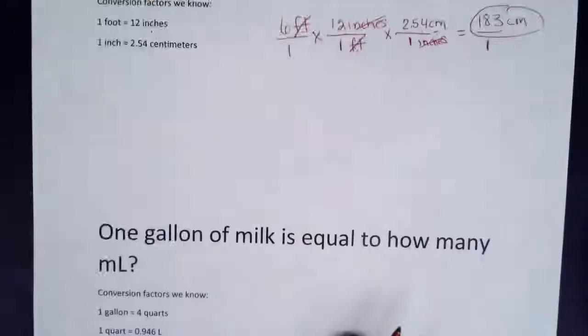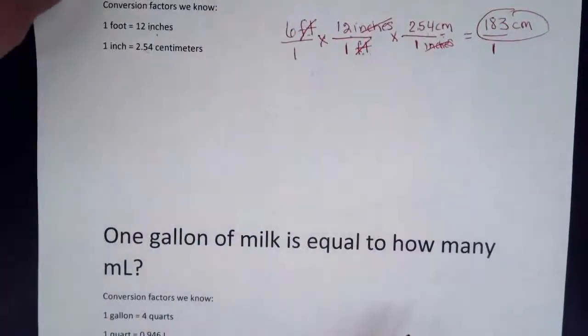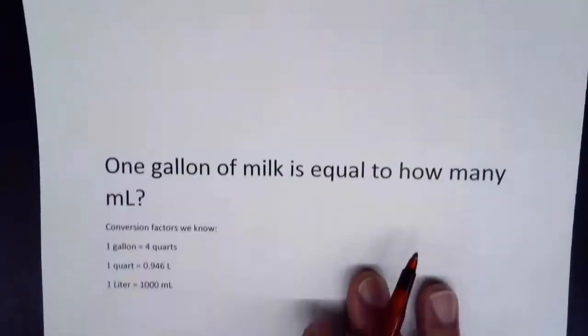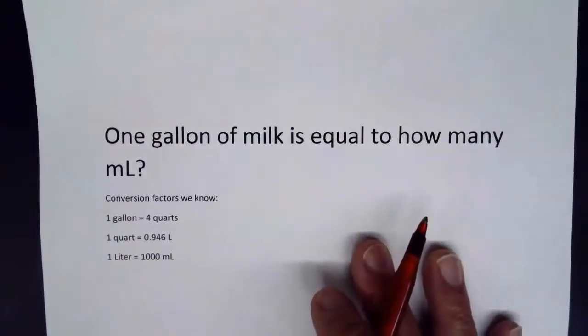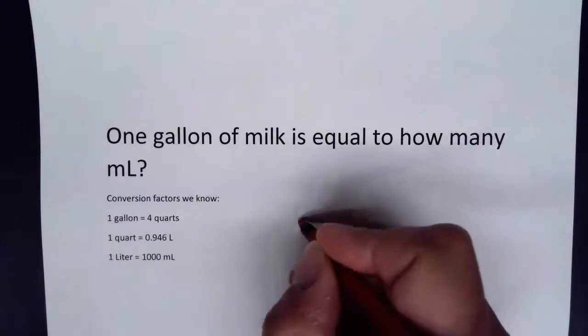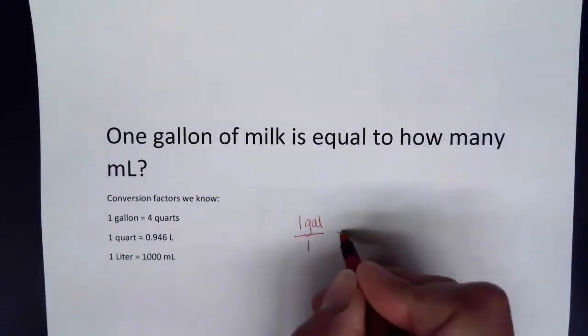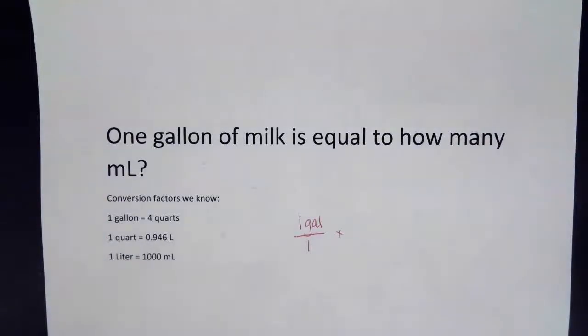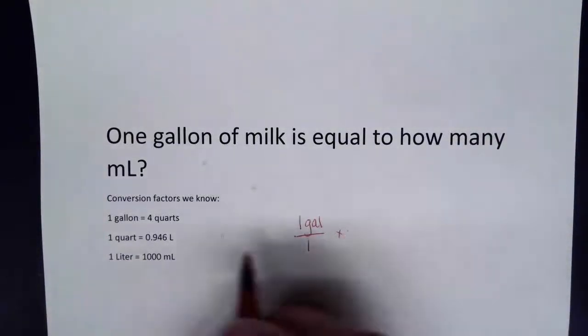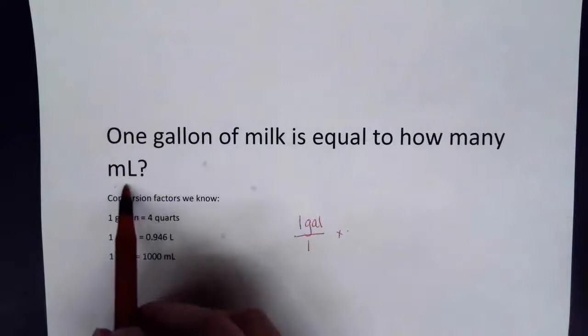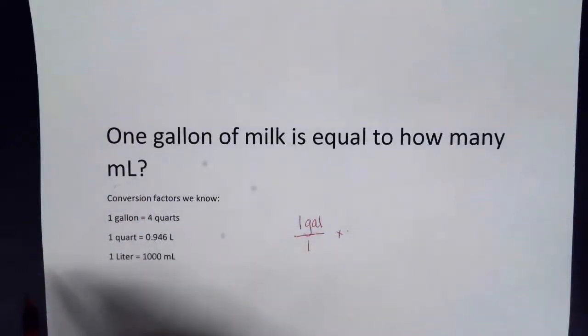So let's try another example here. We have 1 gallon of milk is equal to how many milliliters? So let's start with what we know. We know we have 1 gallon of milk, right? And again, I just put it over the 1. Just helps you kind of see the fraction. We want to get to milliliters at some point.